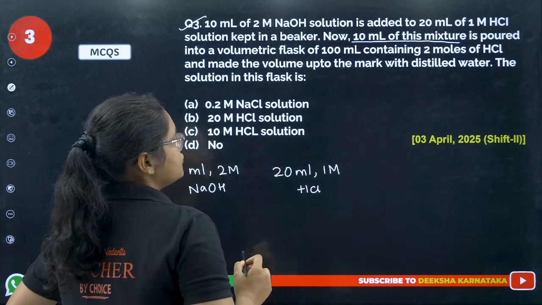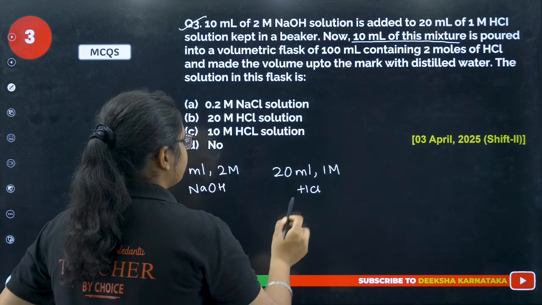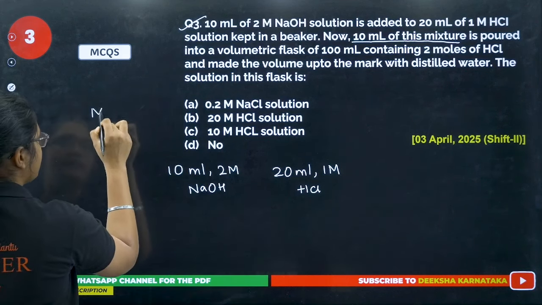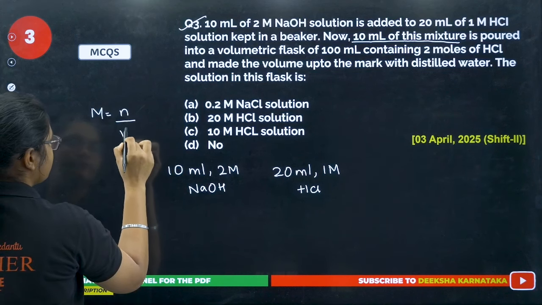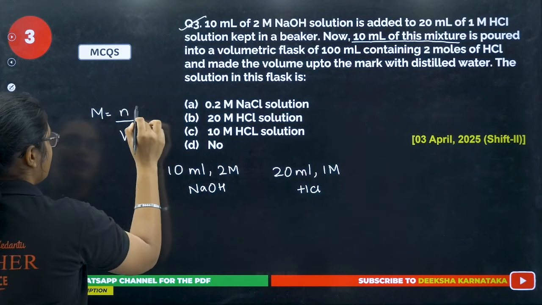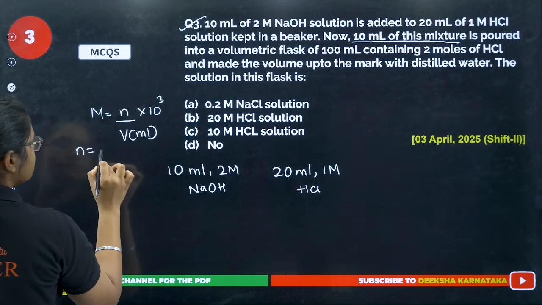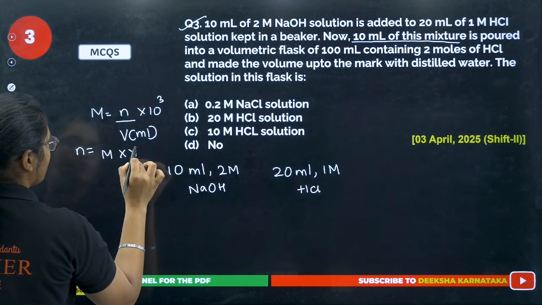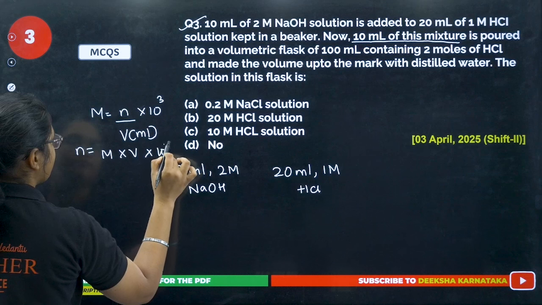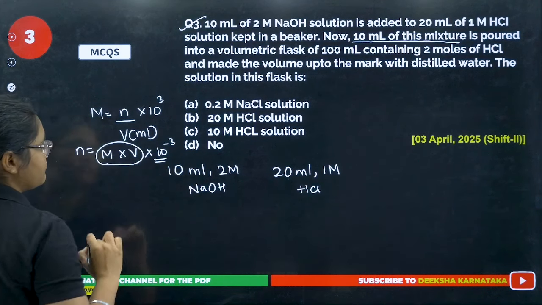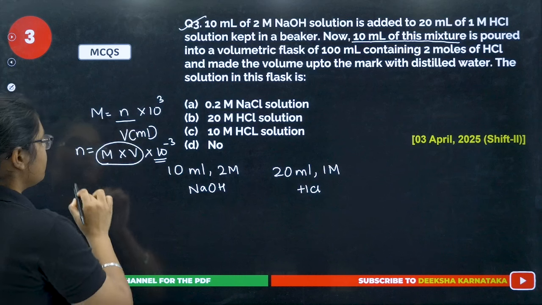Okay, so first let me see if you have remembered the molarity formula. What is molarity? Number of moles by volume in ml into 1000, right? Now if I want to just calculate number of moles, what I will get? Molarity into volume into 10 to the power of minus 3. So that will give you number of moles.